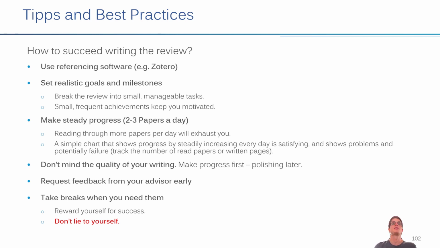Then set realistic goals and milestones. Break the review into small manageable tasks. I think this holds true for every project you do. And what do you gain by doing that? You get small, frequent achievements that keep you motivated. So instead of getting up in the morning and having one huge task, you want to have tasks that partially are done maybe at 10 or at 12 at lunchtime, and then you get this motivating feeling of having achieved already something, and this helps you to stay motivated.